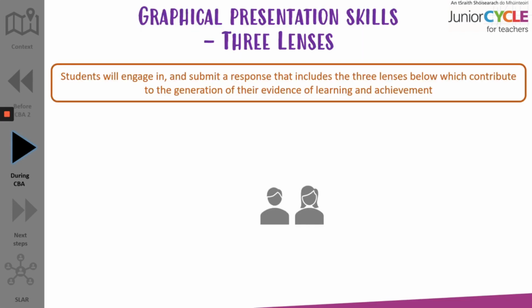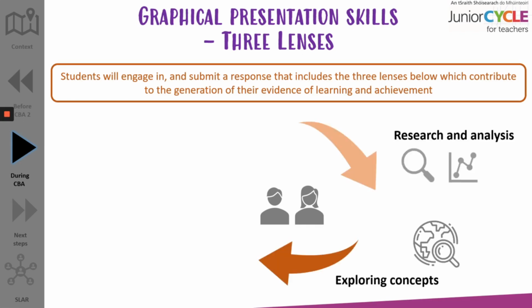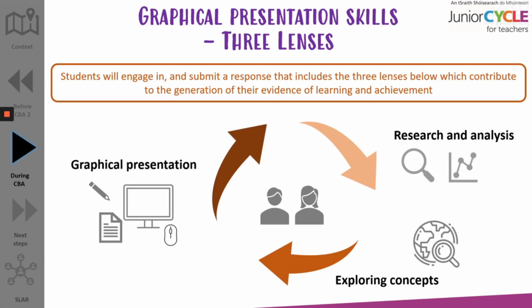For CBA2, there are 3 lenses which contribute to the generation of a student's evidence of learning and achievement. These are research and analysis, exploring concepts, and graphical presentation. We will explore each of these lenses in more detail over the next number of slides.